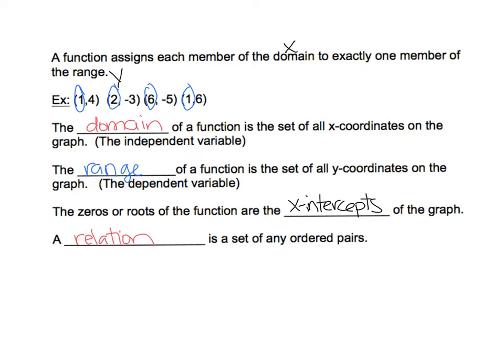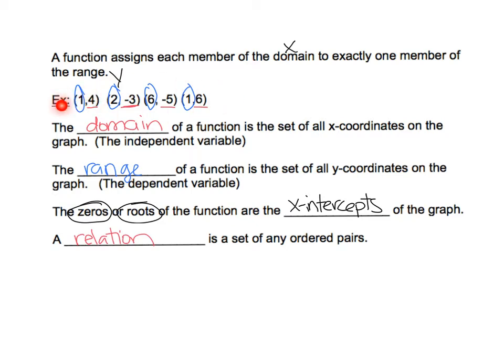The range of a function is a set of all the y coordinates. So I'll underline those: -3, -5, and 6. Okay. The zeros or roots of a function, and you do need to know both of these words, zeros or roots, are basically the x-intercepts. So where that graph crosses the x-axis is where you find your x-intercepts, which are zeros or roots. A relation is a set of any ordered pairs.